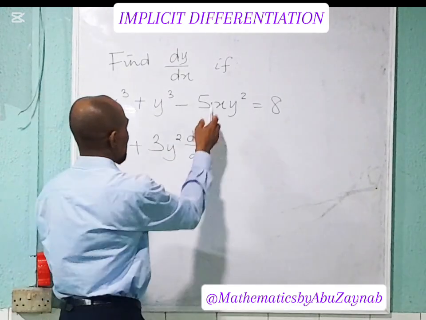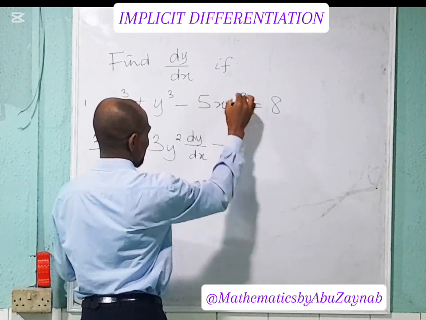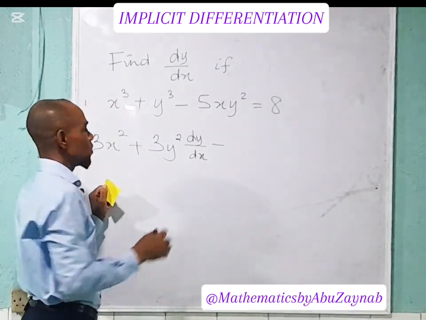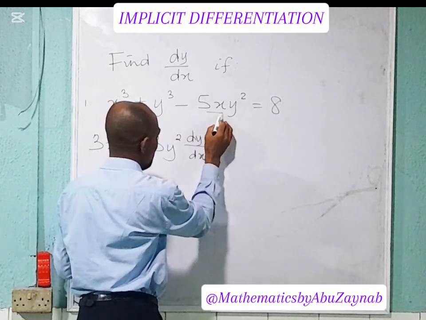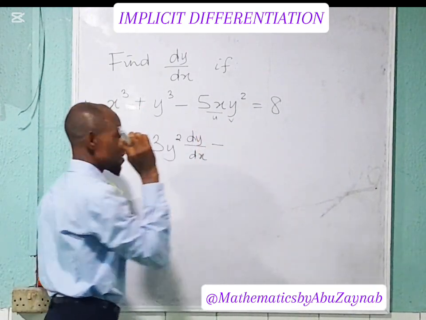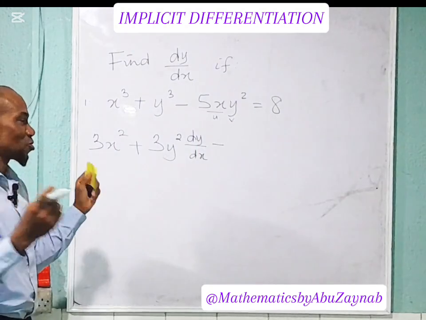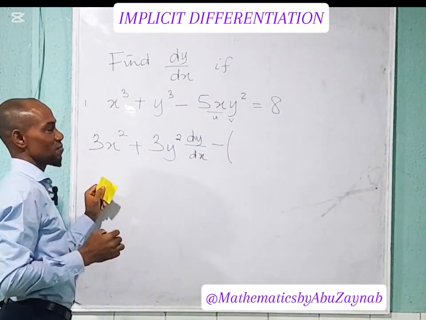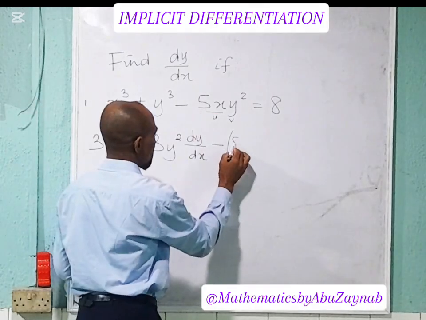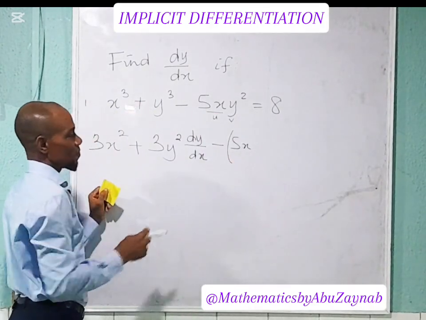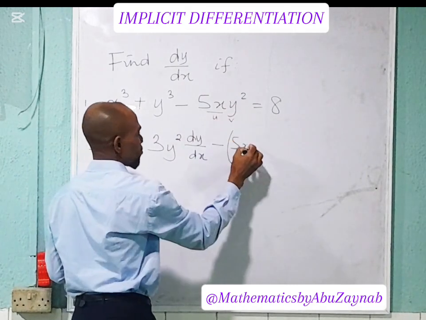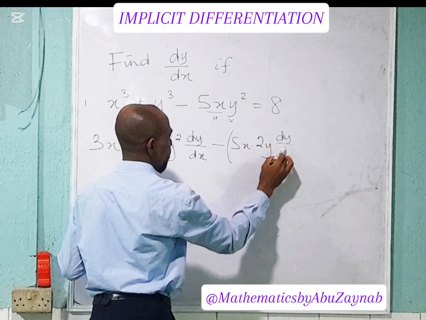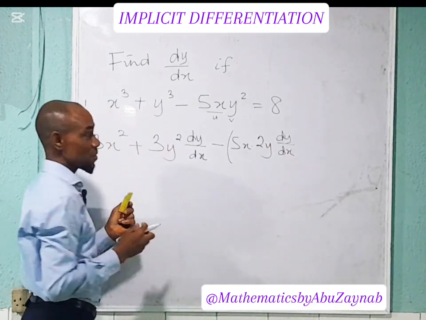So I come in. Now this is like a product. This is a product. So you have 5x and then you have y squared. Here we are saying this is u, this is my v. Remember from our previous videos, the product rule. Again, because of the minus, I create a bracket. So u is what? 5x. The v will be what? Times 2y. Don't forget again the dy/dx. That's the product rule there.